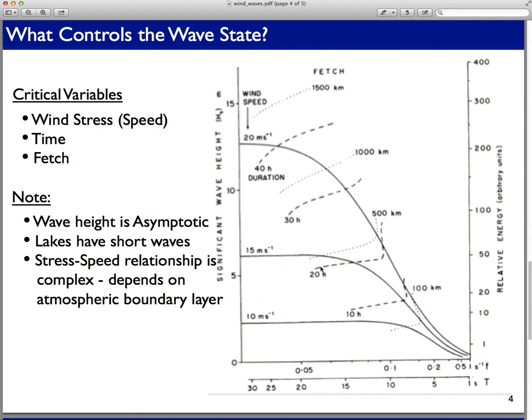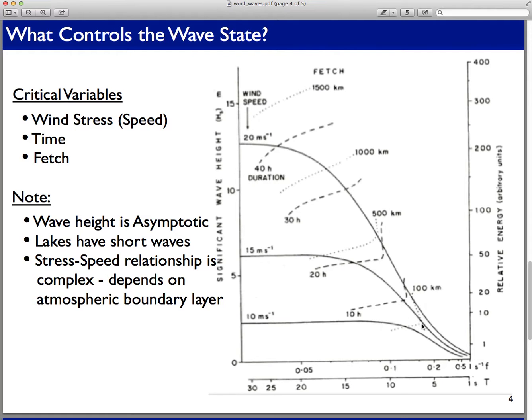But you see these other curves, the fetch being the short dash and the duration being the long dash. If either of these is a constraint, then you do not reach the full asymptotic wave height. For example, if the wind's blowing 15 meters per second, but it's only been blowing for 10 hours, it hasn't had enough time to build to the full height, which takes roughly 20 or so hours. In the same sense, do you have enough fetch to even build the wave to the full height if you had an infinite amount of time?